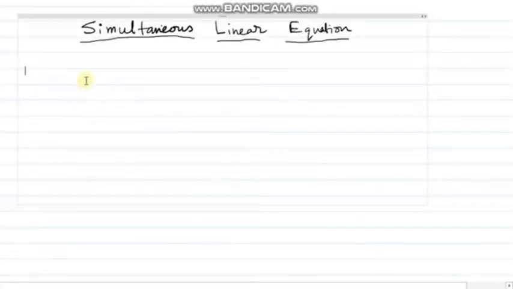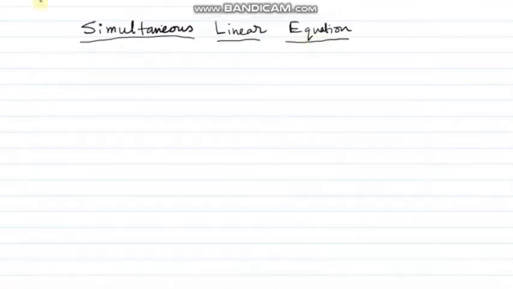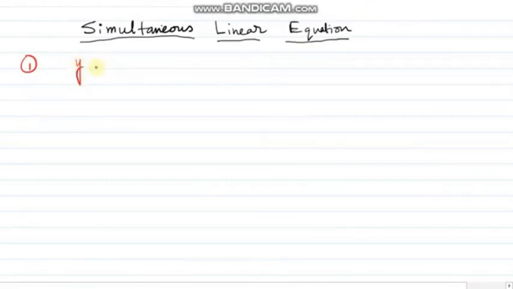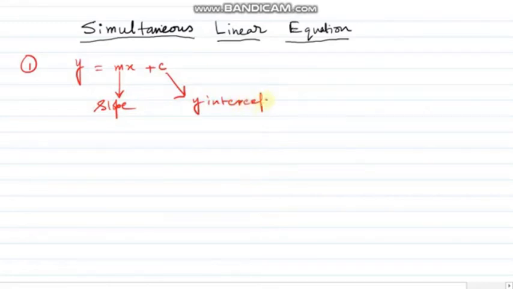Hello everyone. In this video we are going to learn a basic theory part of simultaneous linear equation. So first, two things we are going to discuss. If we can represent the equation in the form of y equals to mx plus c, then m is slope and c is y-intercept. If you don't know slope and y-intercept, you can check my video in coordinate geometry. You will understand slope and y-intercept.